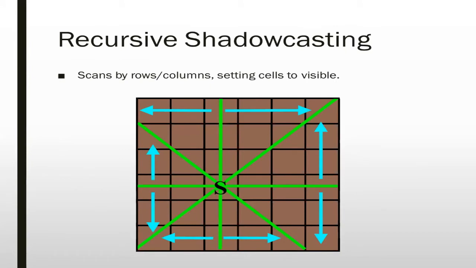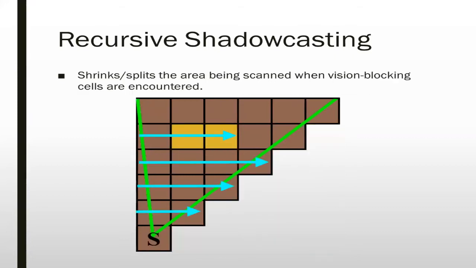Recursive shadow casting then scans by rows or columns, setting each cell within each octant to visible as it goes. Shown here is the order in which the algorithm traverses these octants. So let's step through a simple example of how recursive shadow casting works.